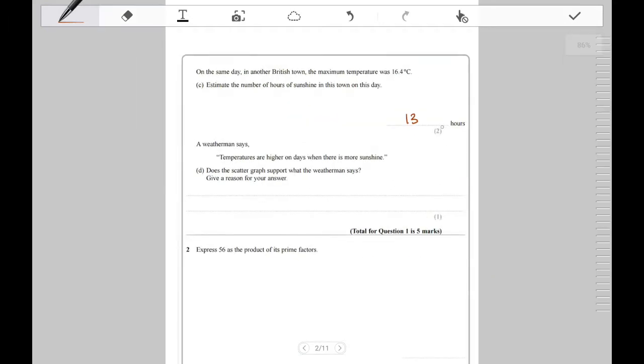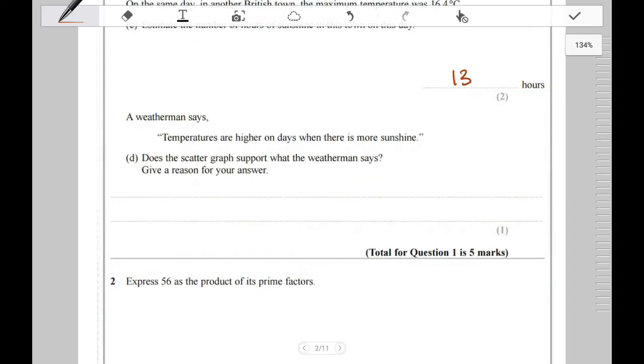Now it does say 2 marks here. The first mark is for drawing the line of best fit, and the second is for using that line to estimate 13 hours. The weatherman says temperatures are higher on days when there is more sunshine. Does the scatter graph support what the weatherman says? Yes. As we said before, as the number of hours of sunshine increases, the maximum temperature increases.